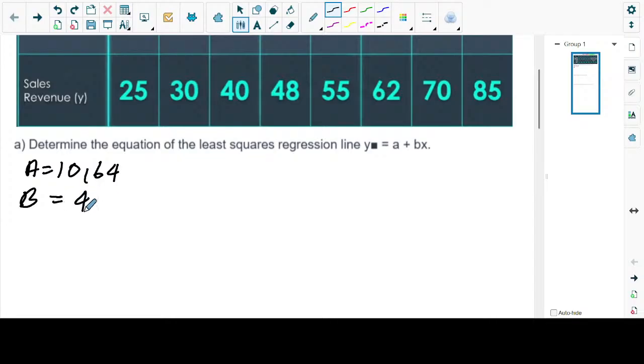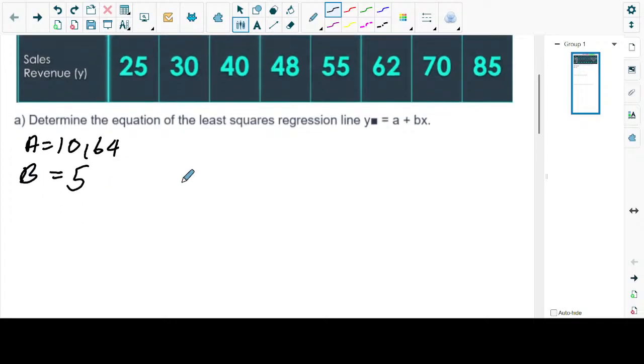4.998. If I round this off, it gives me 5.00, rounded off to 2 decimal places. You can put it as 5.00, or you can just say it's 5.